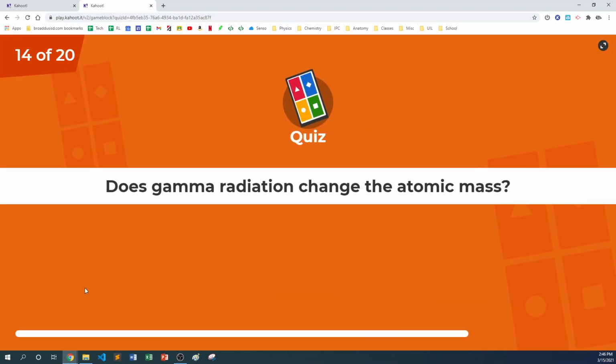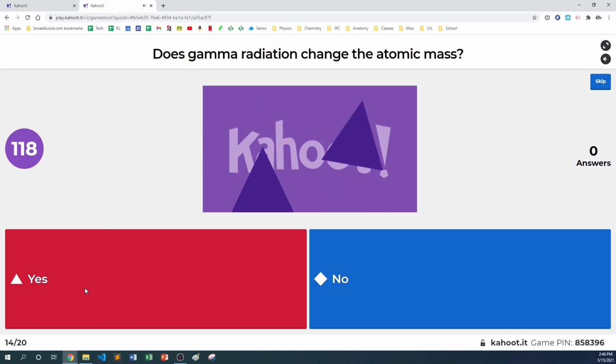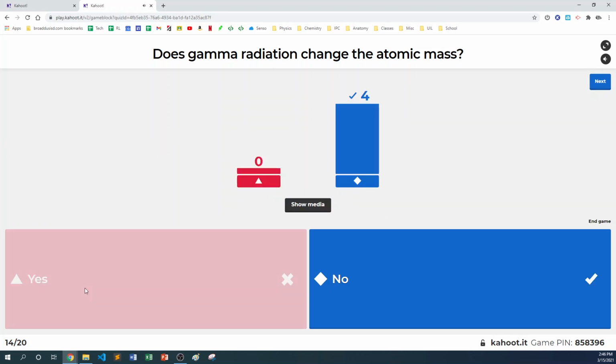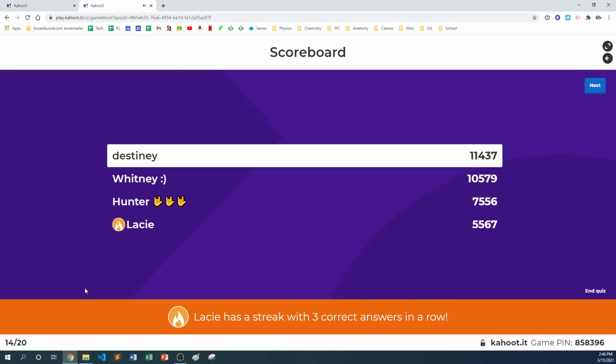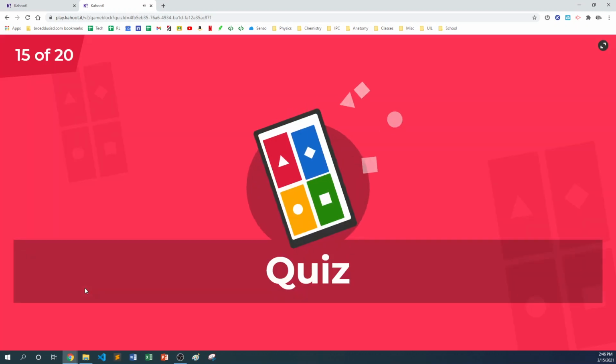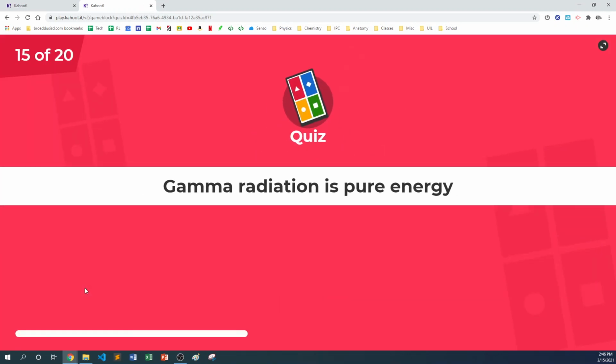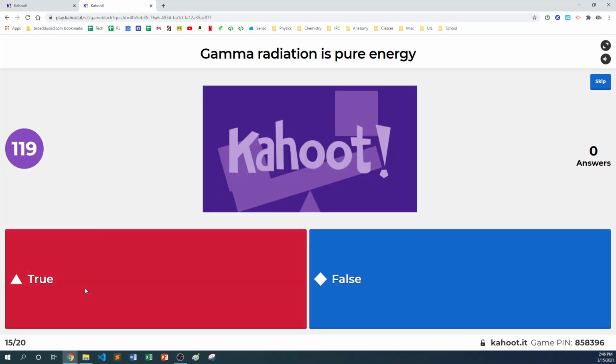Does gamma radiation change the atomic mass? I don't know. I just took a note. Let me get this wrong. Woohoo, the first person to confirm. Gamma radiation is pure energy. True or false? Oh my goodness, I'm so dumb.